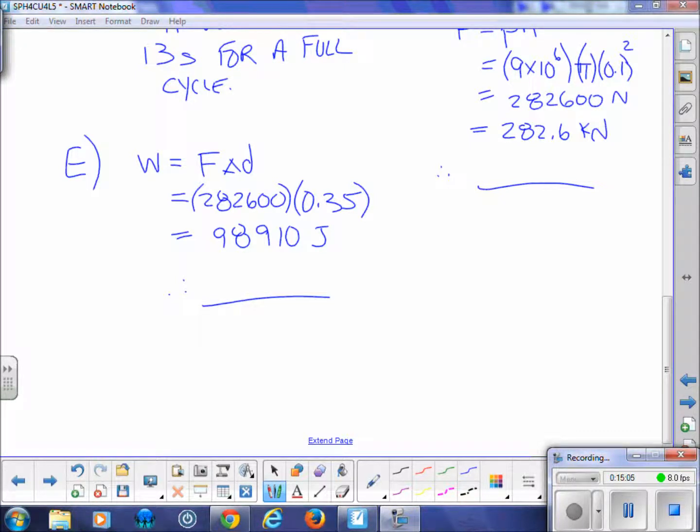So that gives you all the different types of calculations you're going to have in the homework. If you have any questions, make sure you ask in class. Okay, and good luck.